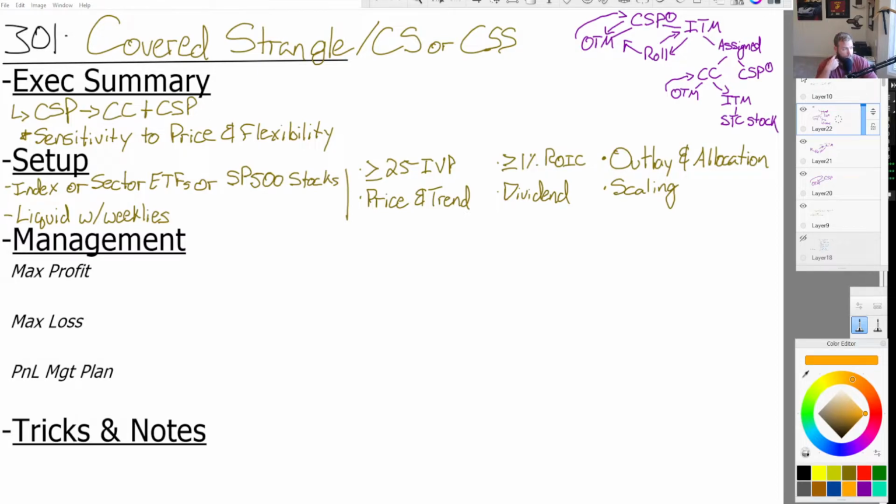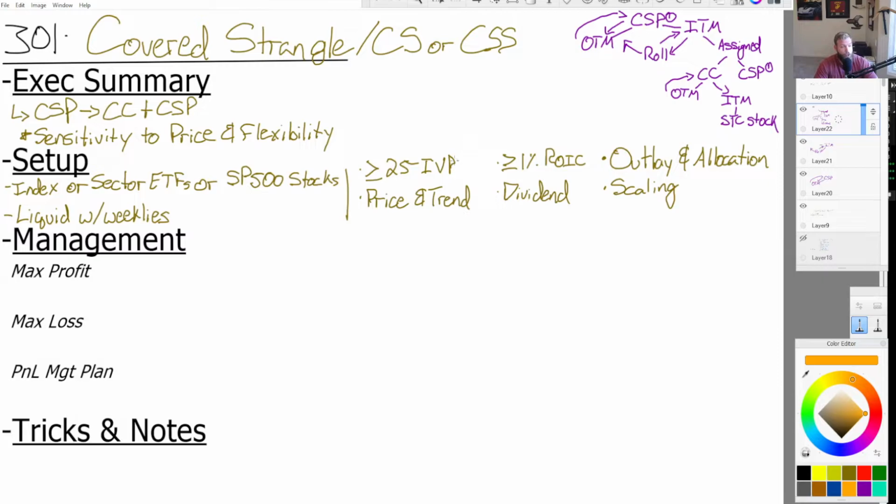So I do like to look for things that have weeklies. A lot of times that will indicate a certain level of liquidity because the OCC and the exchanges in general don't immediately offer weeklies. There has to be enough demand volume there. That's not to say that weeklies can't be illiquid. That does happen. You have to check it. But in general, it's a good place to start.